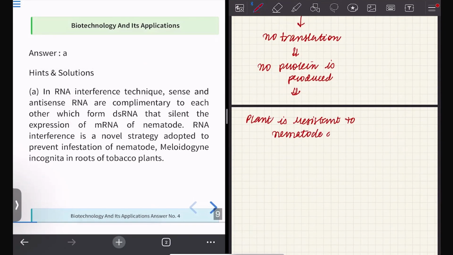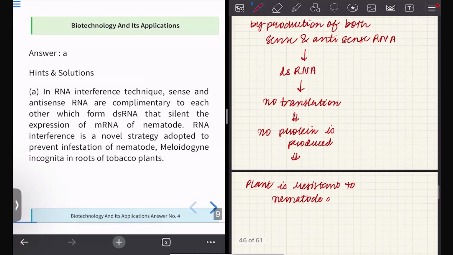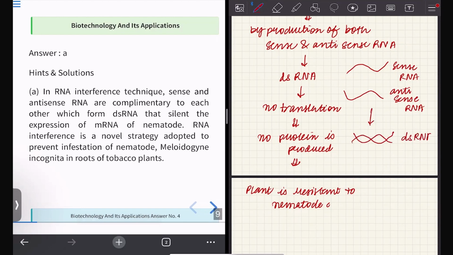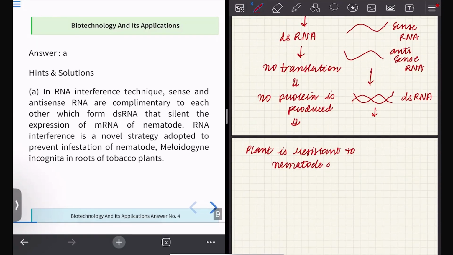Okay. So in RNA interference, we have sense and antisense RNA that are complementary to each other. So if this is considered to be the sense RNA, we have antisense RNA. What do they form? They form double-stranded RNA, and there will be no protein.